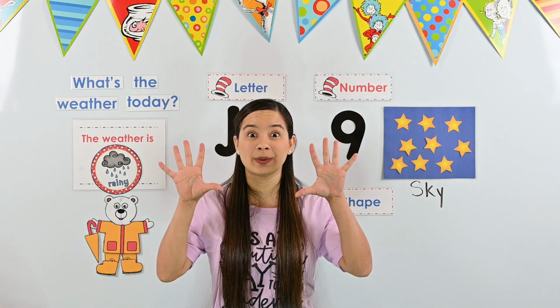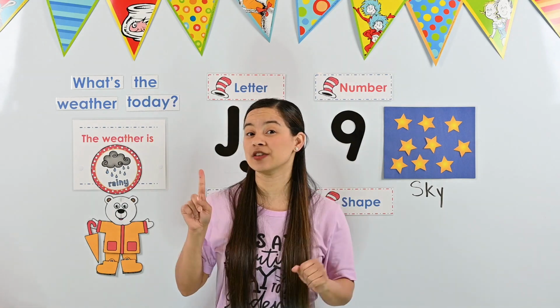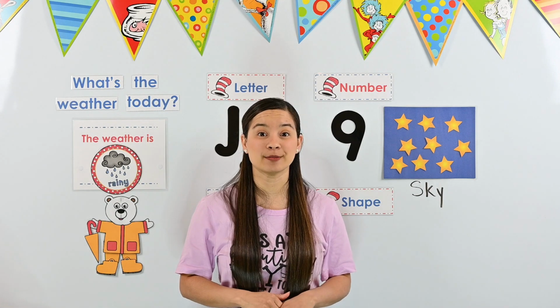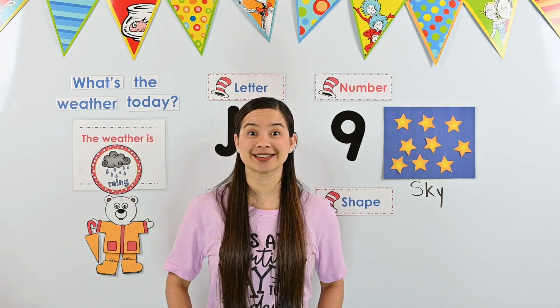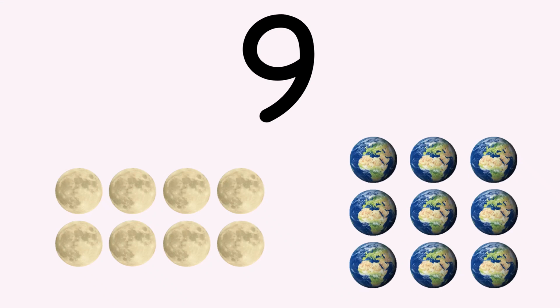Okay, now I'm going to show you 2 pictures. Only one of them is going to show 9 objects. You have to choose which one shows 9 objects. Can you do it? I know you can. Ready? Let's look at our pictures. Which one shows 9 objects?